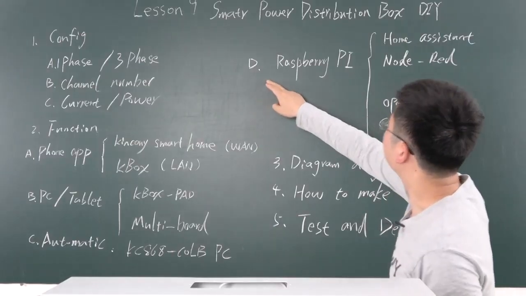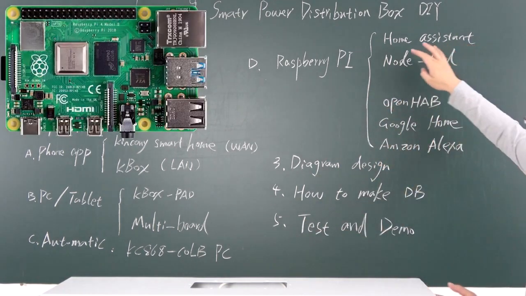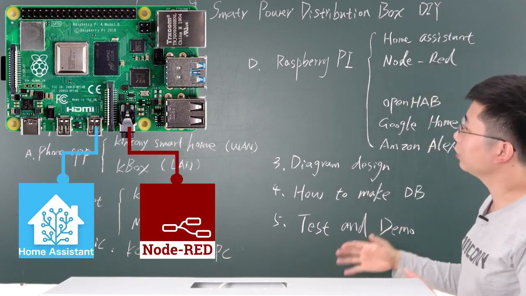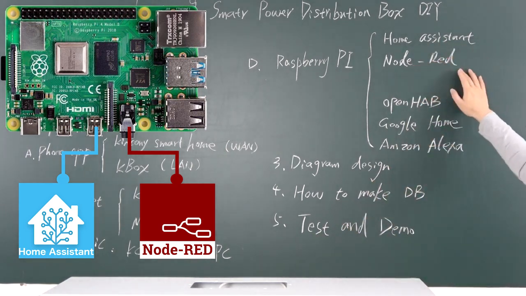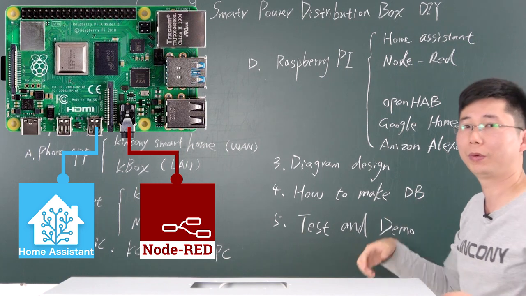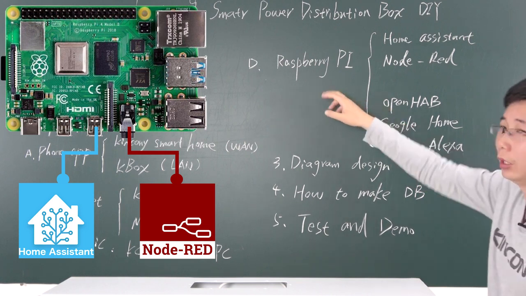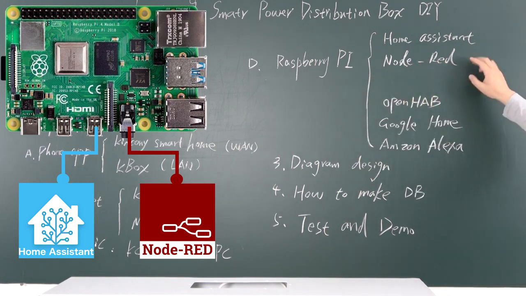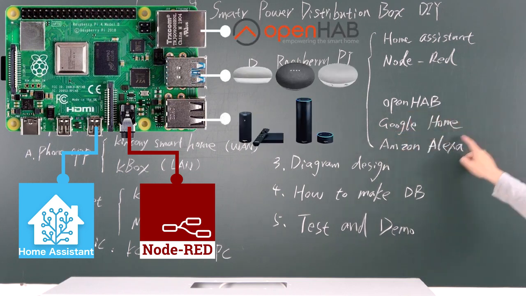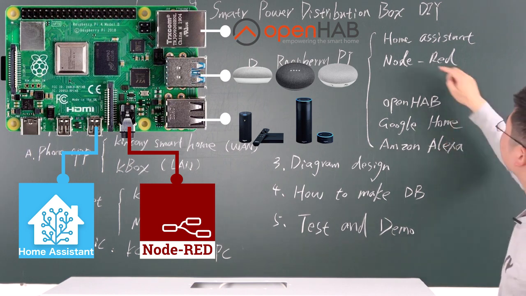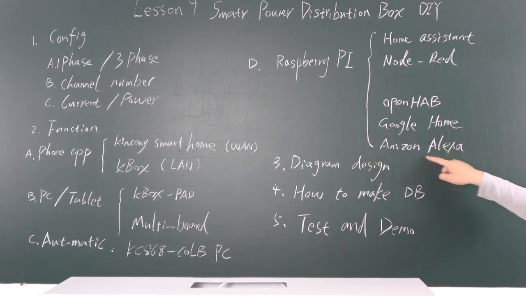And the D option: if you have a Raspberry Pi, you can install Home Assistant and Node-RED. You can also let the DB box integrate with Home Assistant and Node-RED by MQTT or by the TCP private protocol. So it will be very easy and convenient to integrate with third-party software. Also, you can integrate with openHAB. And you can also integrate with Google Home and Amazon Alexa. If you have installed Node-RED, you can easily integrate with Google Home and Amazon Alexa.